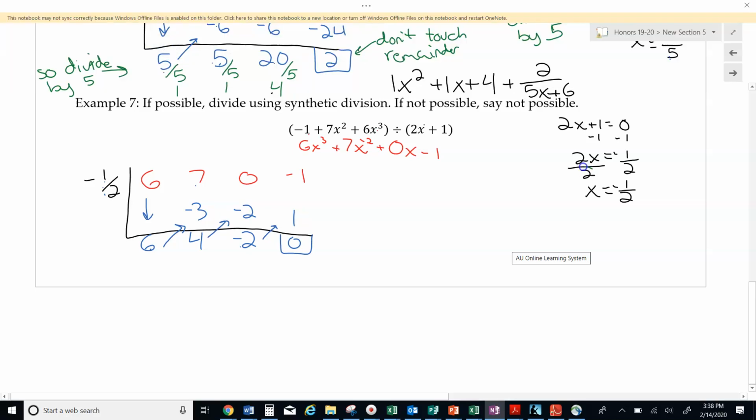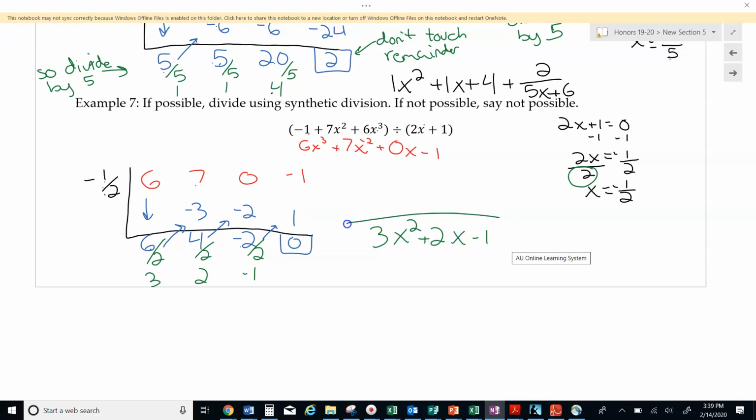Now, since we divided by 2 here, I'm going to divide by 2 here. So I actually get 3, 2, and -1. And again, we don't touch our remainder, but our remainder here is 0. Okay? So I have 3x squared plus 2x minus 1. There's no remainder that I have to worry about. Okay?